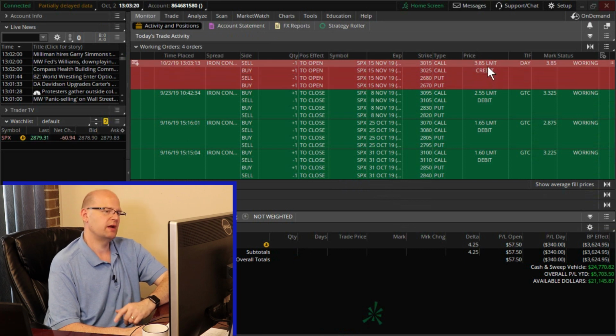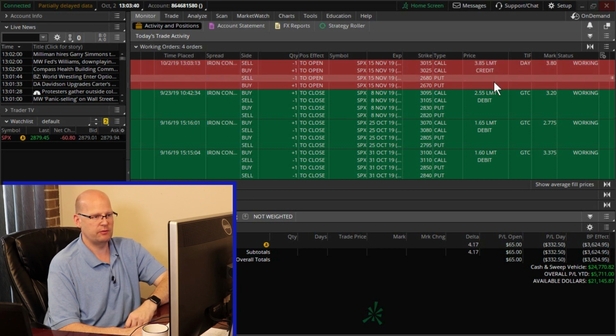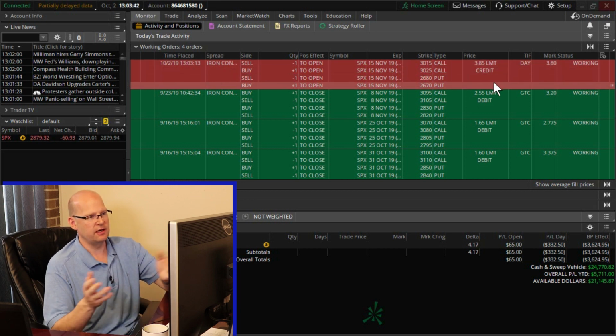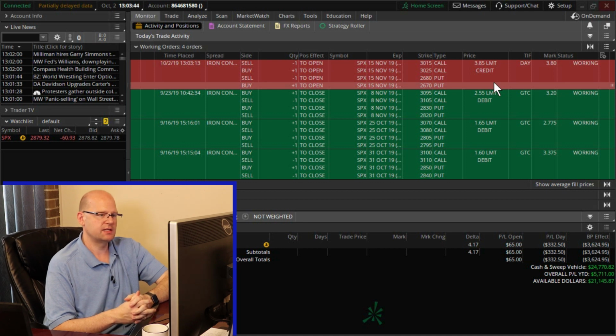Now, once that trade gets filled, we sold it for $3.85. My goal is to buy that back for 50% of what I sold it for. So we would just take $3.85, divide it by 2, and we would be getting out of this trade at about $1.90. That's right there in the middle, and once we're filled, we would place that order, and you're done. That's all you have to do to place this income trade.